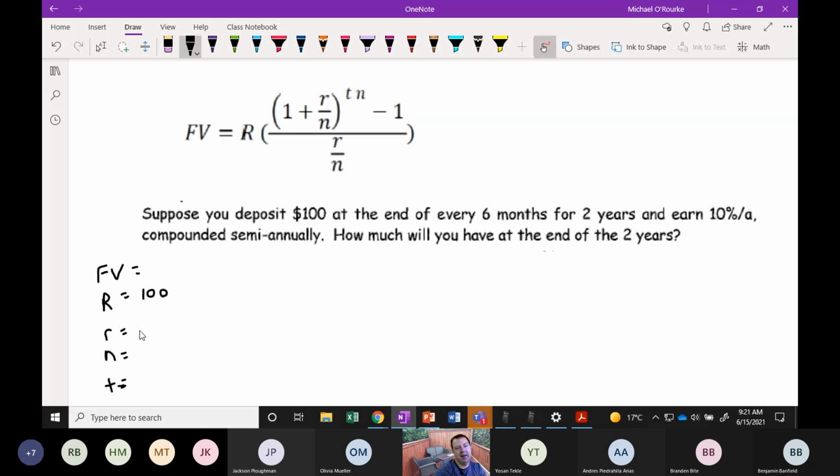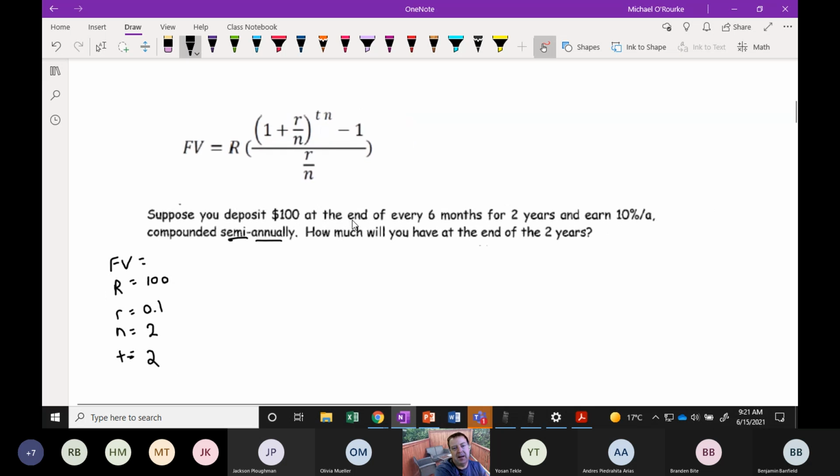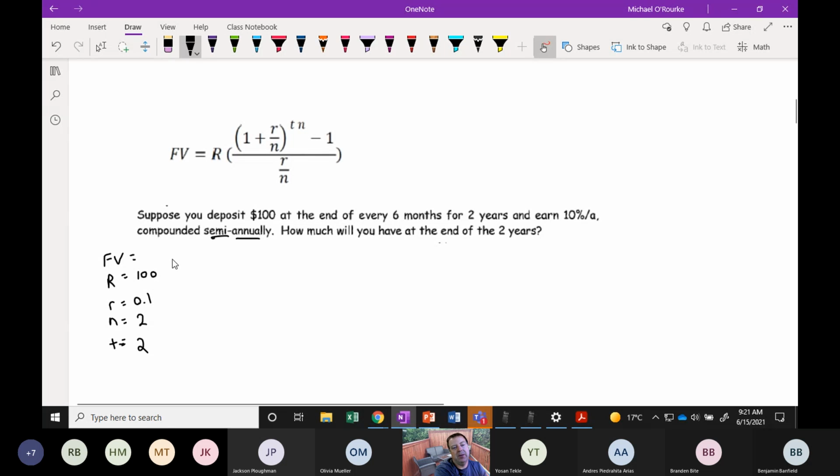My R is 10%, which is 0.1. Good. My time is 2 years. Perfect. And my N, now for us, our compounding periods and our deposit rate are always going to be the same. So it's also going to be 2, semi-annually. So 2. Okay. Any questions about that right now, about how we set up our formula, how we got those numbers out?